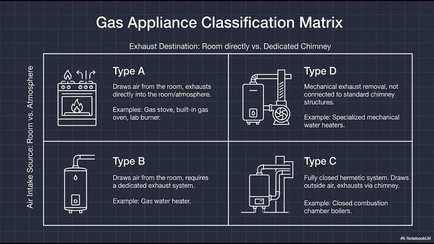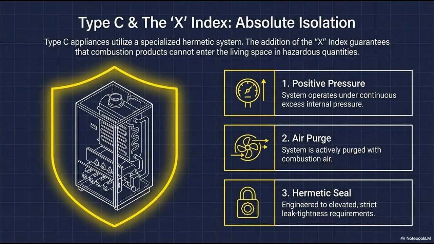Scuba divers, I like that. Because a Type C boiler doesn't touch your room air at all. It features a completely closed combustion chamber. It pulls atmospheric air from outside the house through a dedicated intake pipe, combusts the gas inside its little sealed metal box, and then exhales through a separate exhaust pipe. It is a completely self-contained, closed loop.